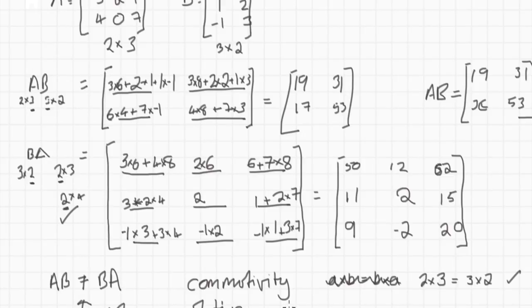Another example of an operation that's not commutative is subtraction. 3 minus 2 is not the same as 2 minus 3. So that is not commutative.